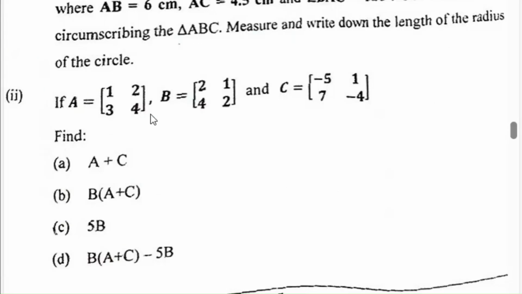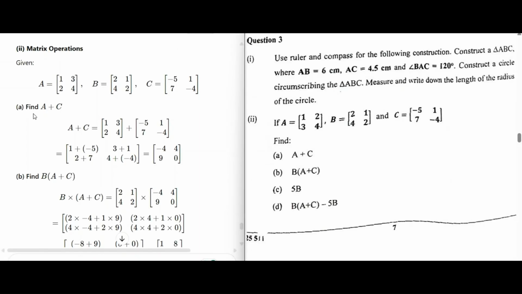Given B, C, find B into (A plus C) minus 5B. Now come to the solution part. This is A plus C. 1 minus 5 equals minus 4, 3 plus 1 equals 4, 2 plus 7 equals 9, 4 plus minus 4 equals 0. So A plus C is minus 4, 4, 9, 0.